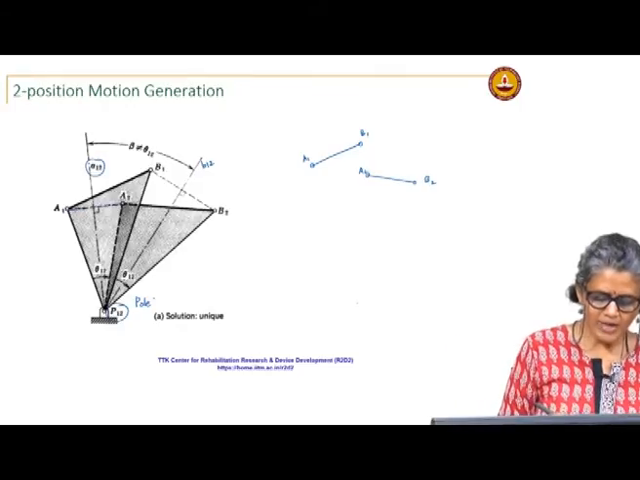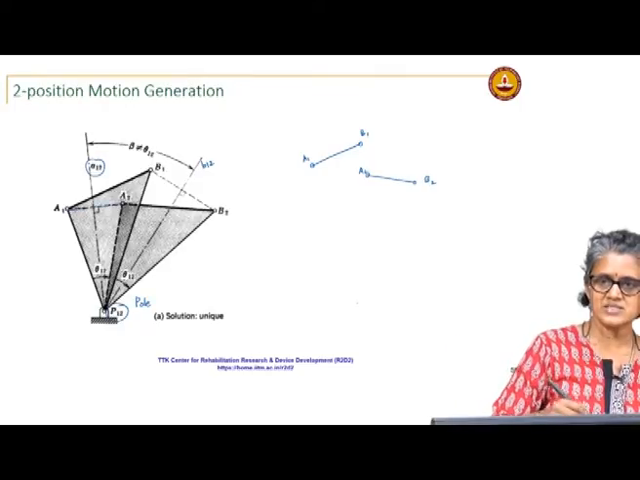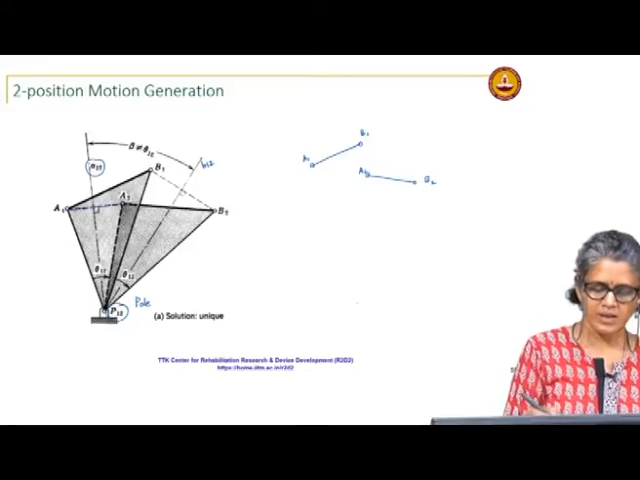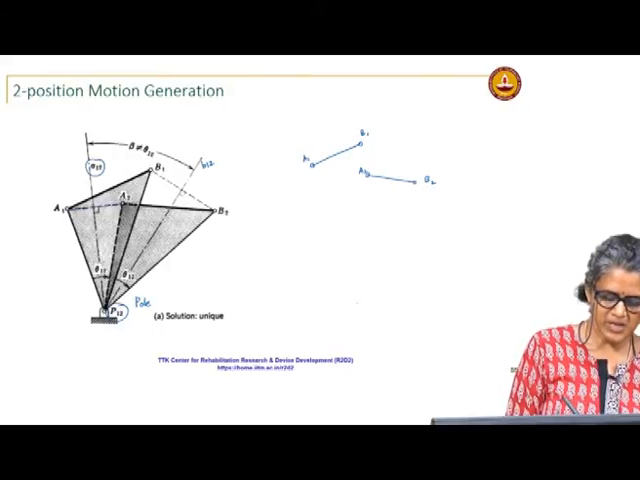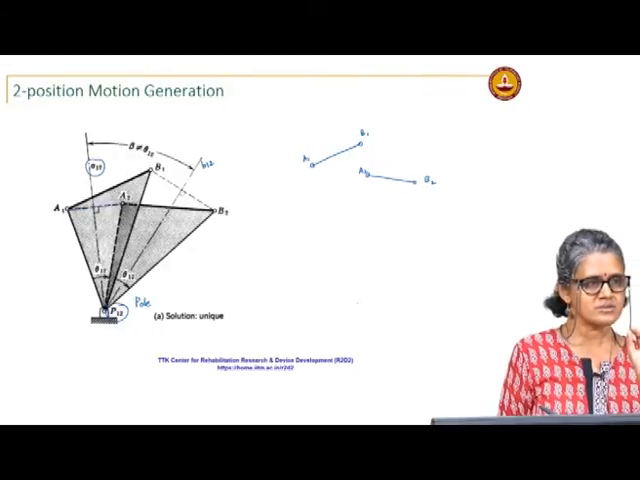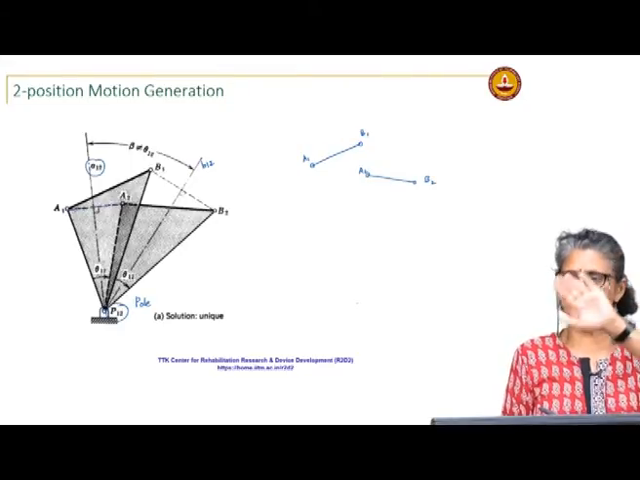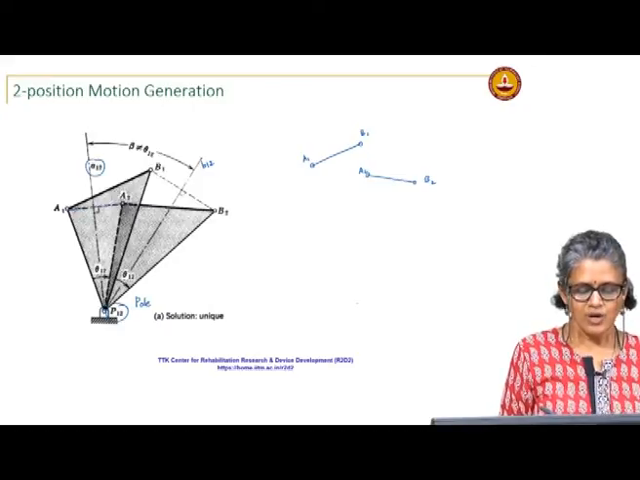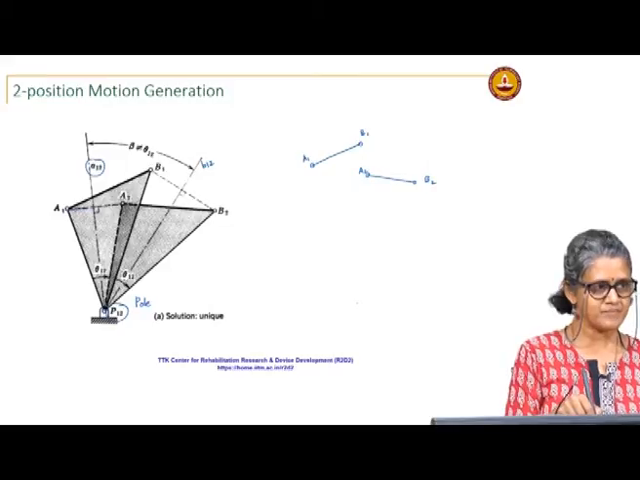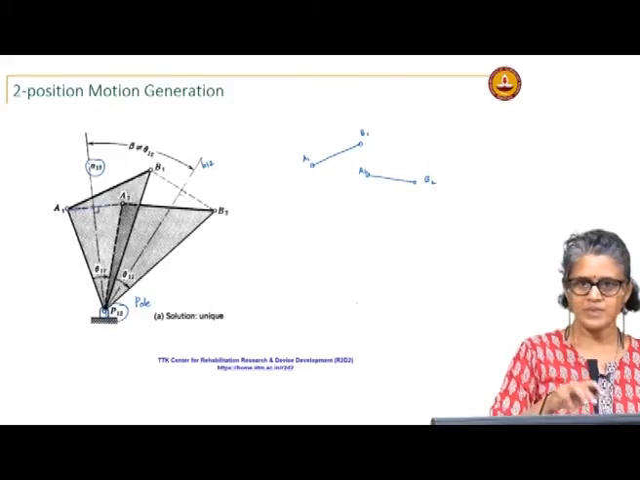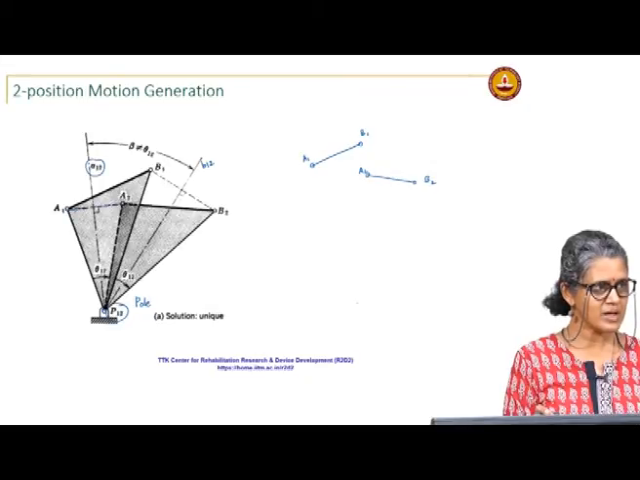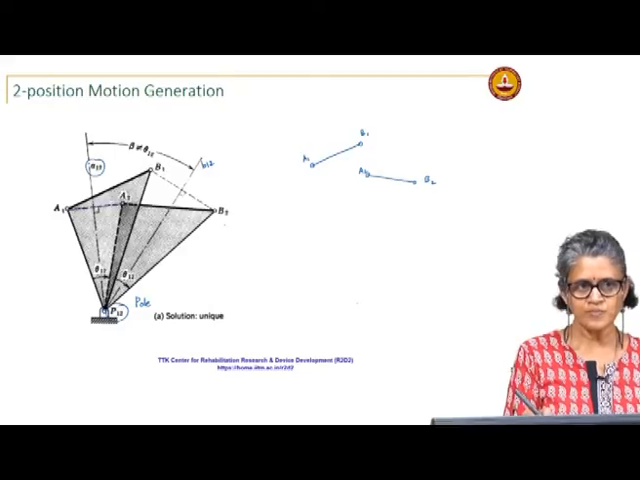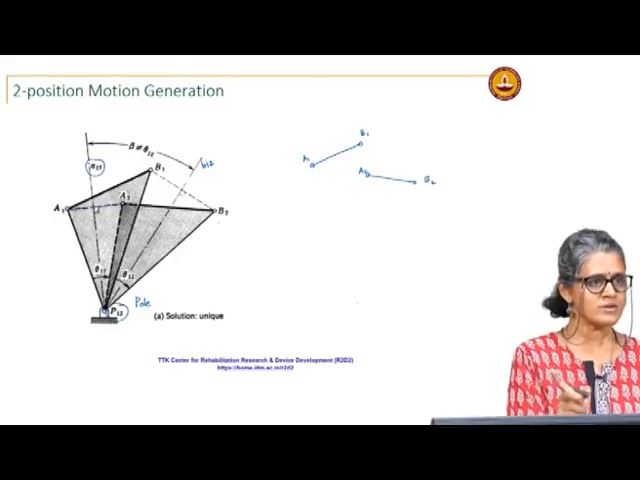Suppose I extend this body and make it a triangle A1 P12 B1. Then this P12 does not move when the body moves from the first position to the second position. In other words, if I pivot the body at P12 and rotate it about that, then I achieve the orientation A2 B2 by means of a pure rotation.